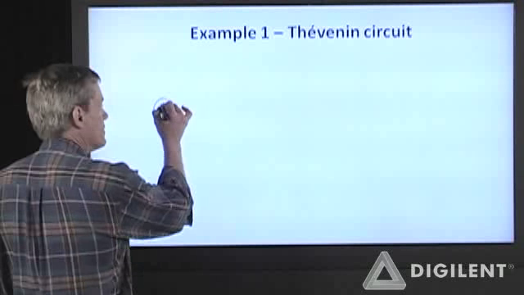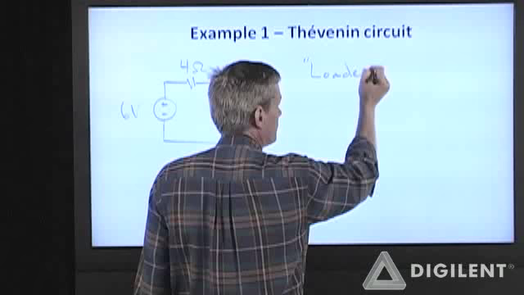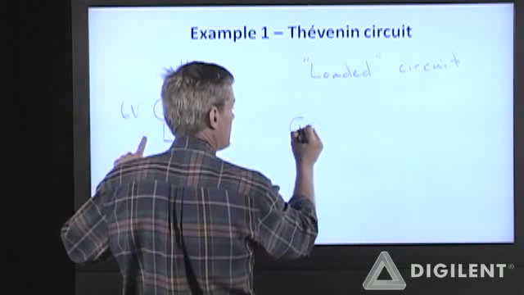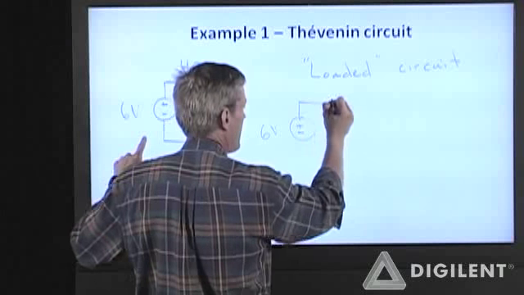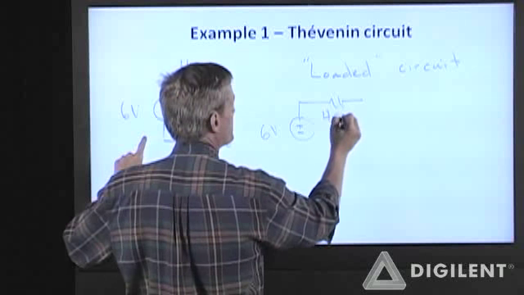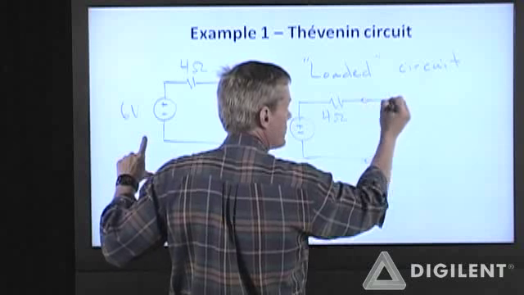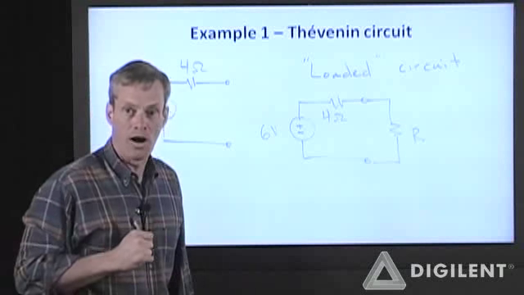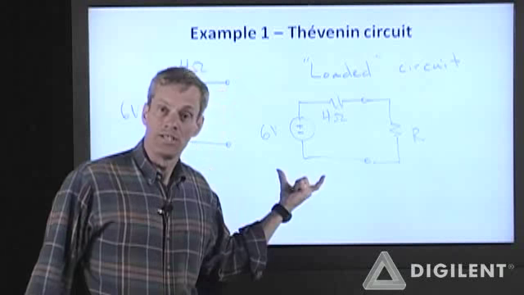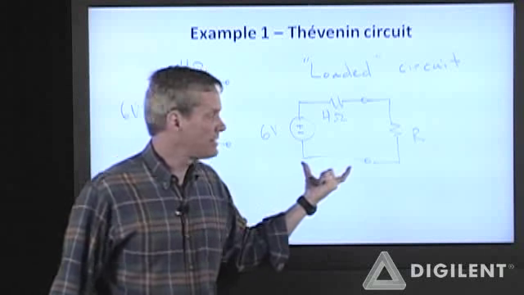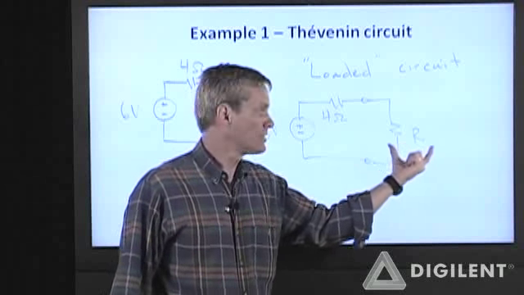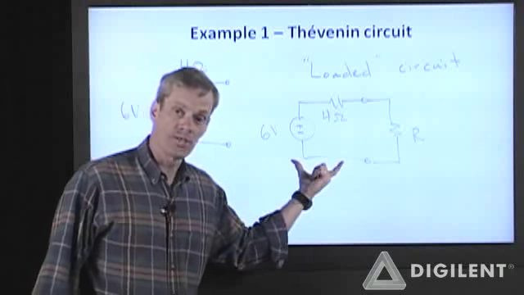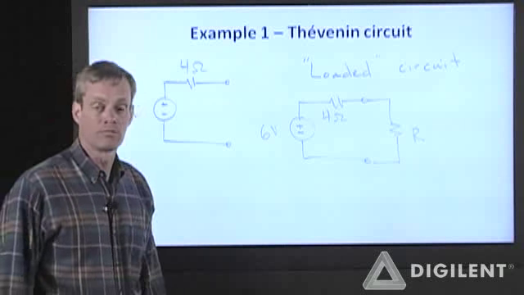Now if I reapply my load to get the loaded circuit, it's this same circuit, plus minus 6 volts with a 4 ohm resistor. And to that, I can reconnect my load resistance R. Now this circuit can generally be more easily analyzed to determine the circuit's response to some value of resistance. It can be easier to design this resistance from this circuit than from my previous circuit.